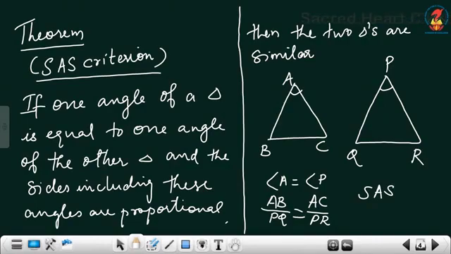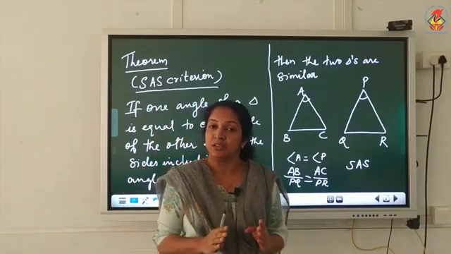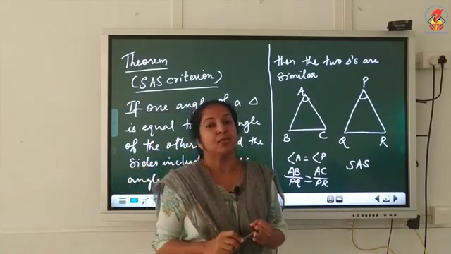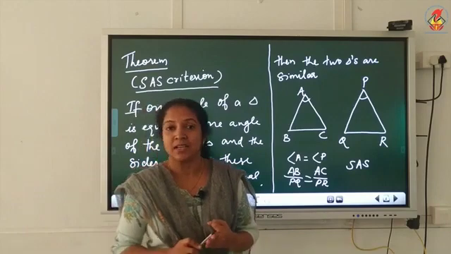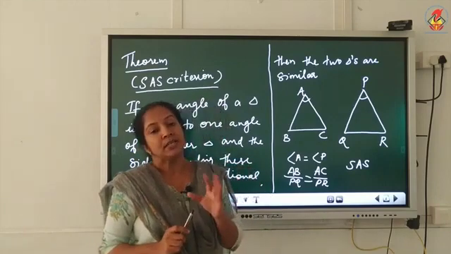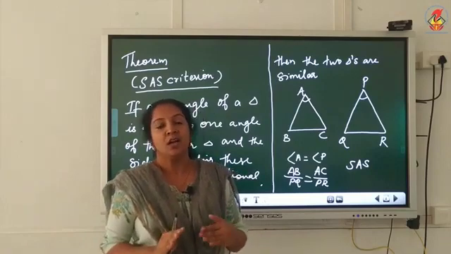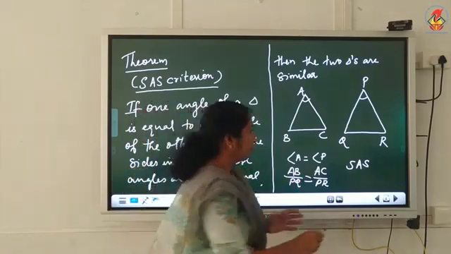So we have learned three criterions to check the similarity. First is AA criterion, second one SSS criterion, and the third one is SAS criterion. So when you get a question to check, first you have to check AA criterion. Then after that you can go for the next two.